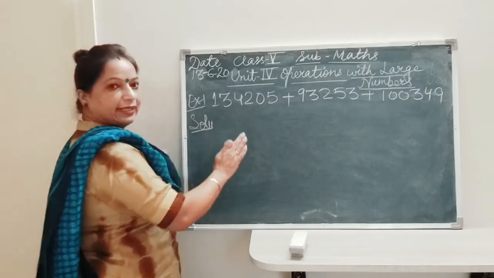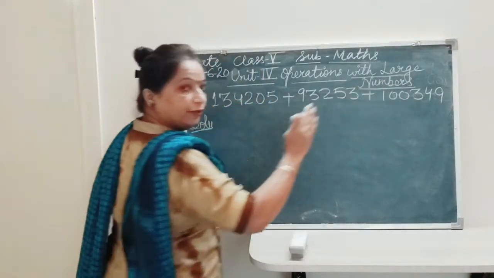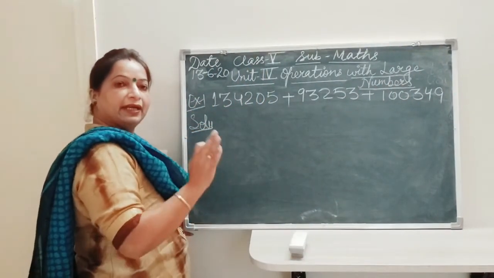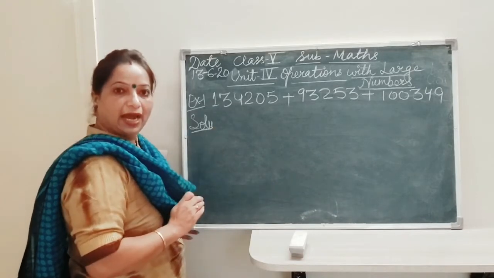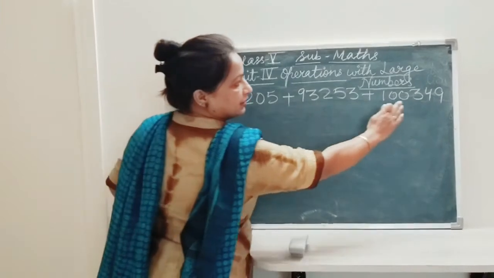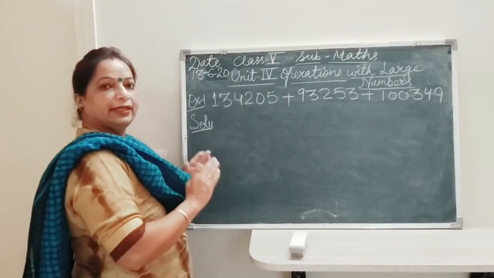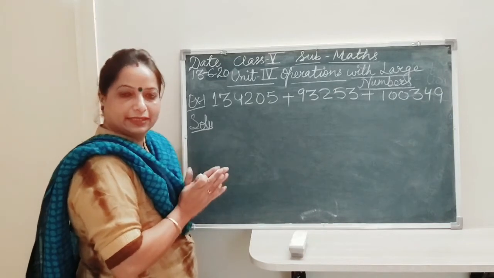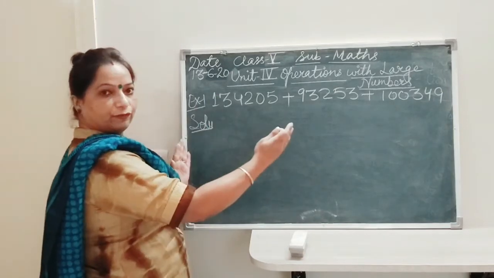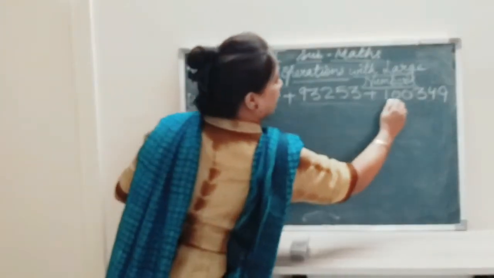There are 3 addends given over here: the first addend, second addend and the third addend. Addend you have learned in class 4 also. Addends are the numbers that we are going to add. Okay. So, this is the first addend, this is the second addend, this is the third addend. Now, the first step is to write the place value of the particular digit. We'll start from the right hand side of each and every digit. There are 3 numbers over here, 1, 2 and 3.